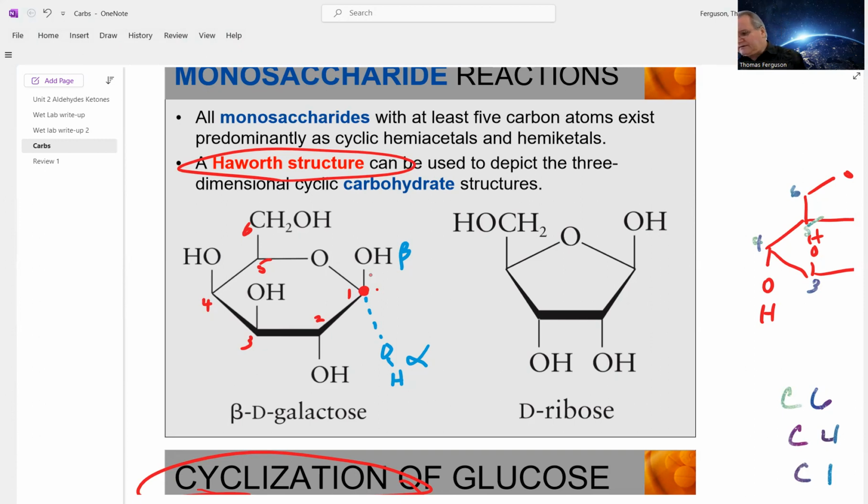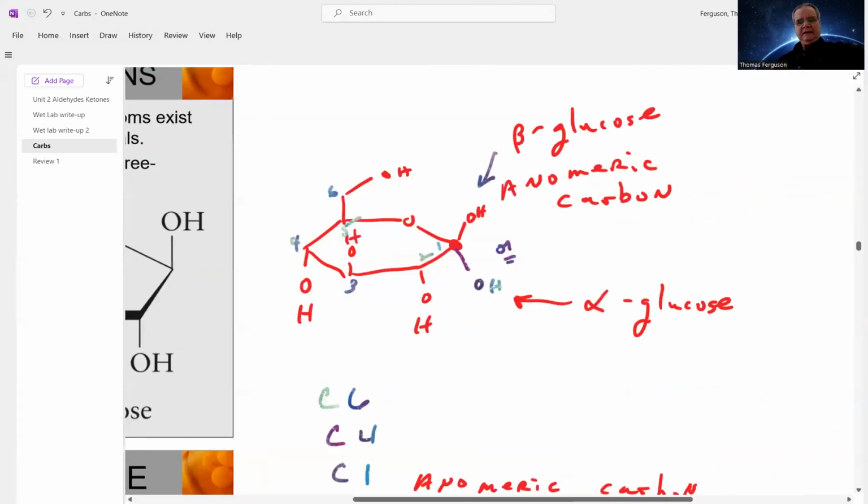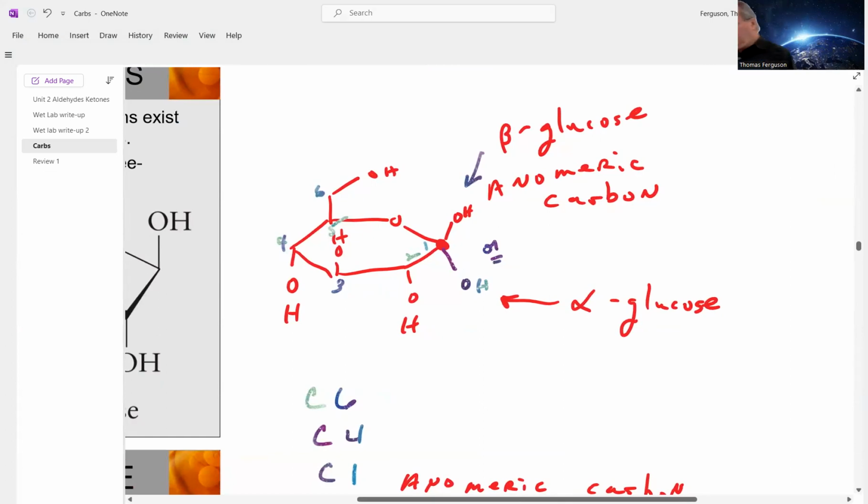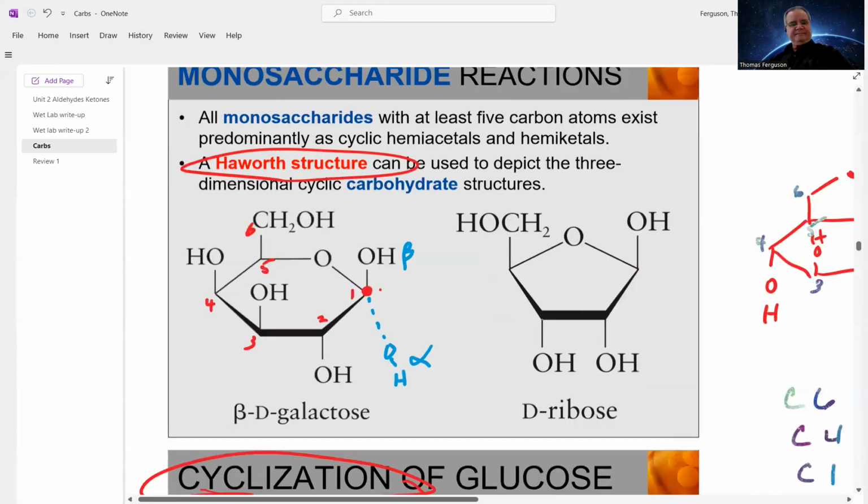Glucose, for example, has got the carbon number 4 hydroxyl group going downward. And glucose goes down, up, down, up. That's a nice one because that's the most common monosaccharide out there. Carbon number 1, again, is the anomeric carbon. That's the one that'll open up to either an aldehyde or a ketone. Now, if it's fructose, it's carbon number 2. We're going to have a fructose structure coming up here in a minute.